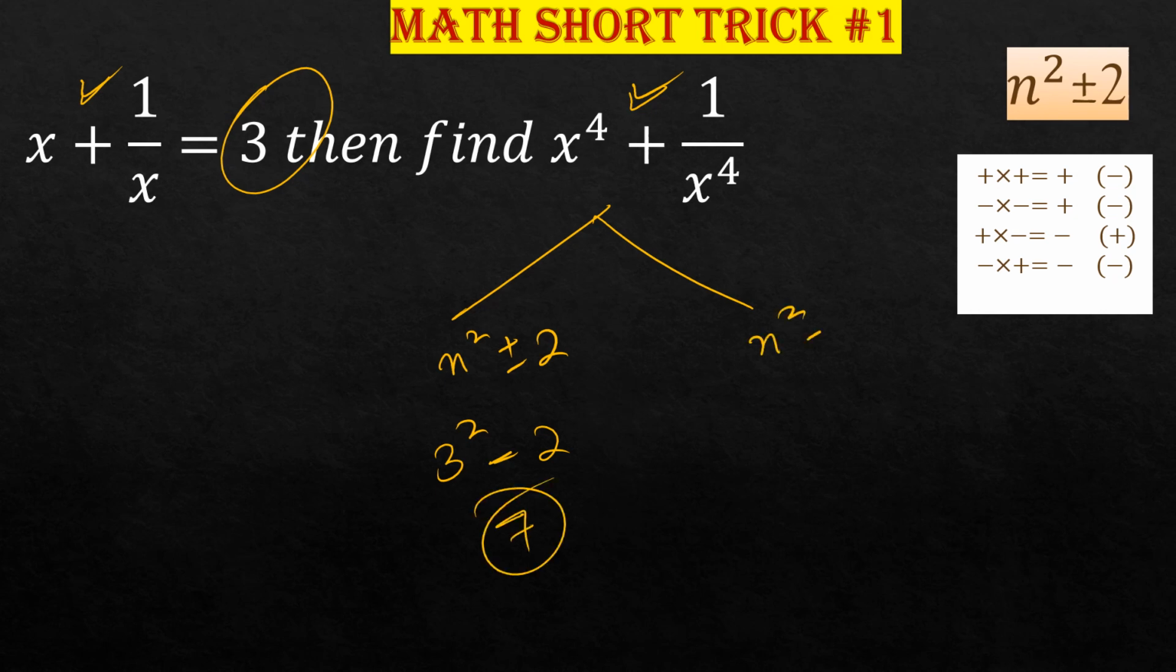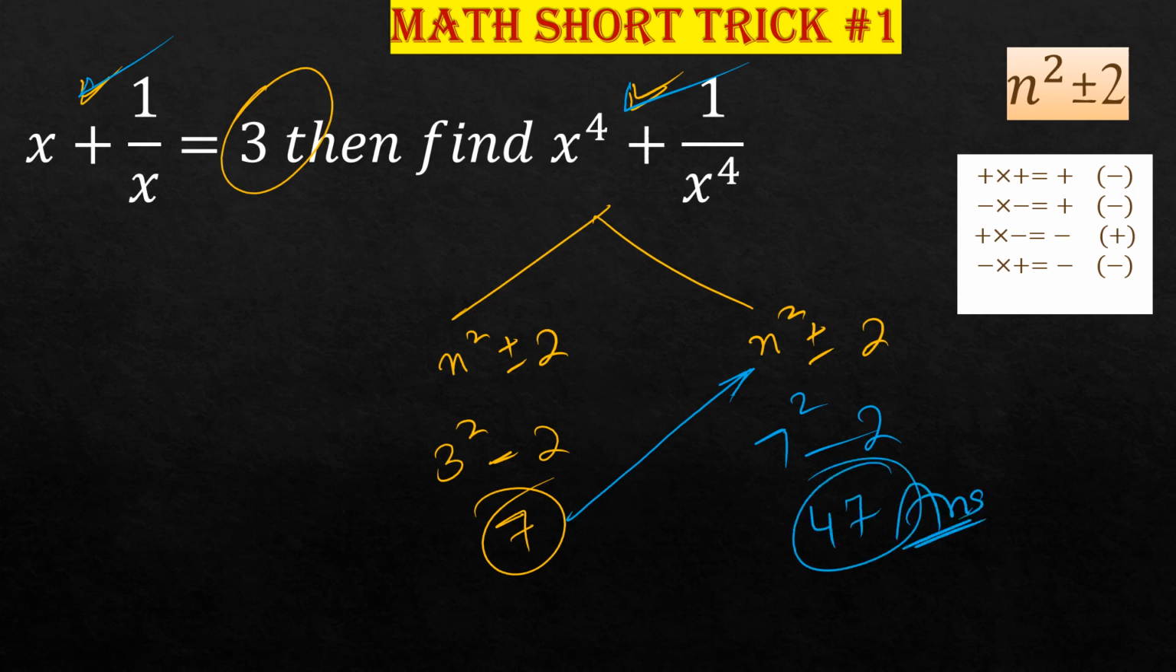Now in the second expression you have to use the same formula, but this time your n will be the first answer. So 7 squared, and here too again the first expression has plus, the second expression has positive sign. So plus times plus is plus, and you will use the minus sign. So 7 squared 49 minus 2 gives you 47, and 47 is my final answer. I hope that today you have understood a very nice short trick and you will be able to solve such kind of questions within 5 seconds.